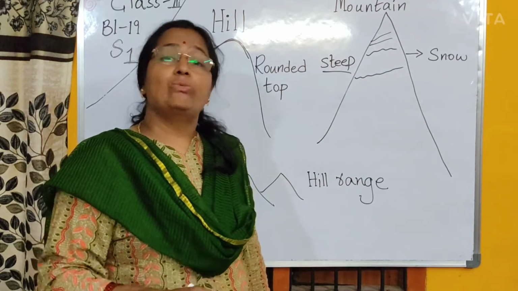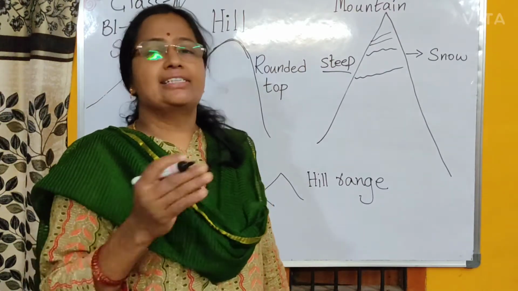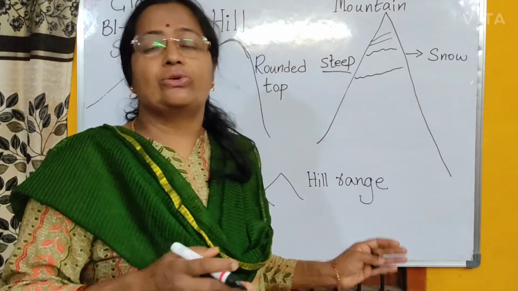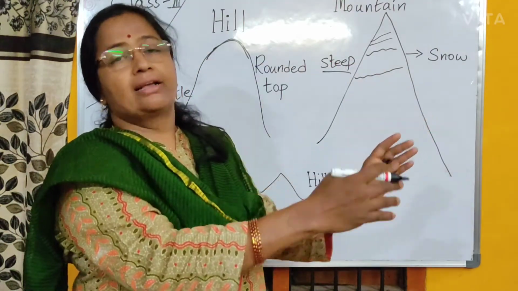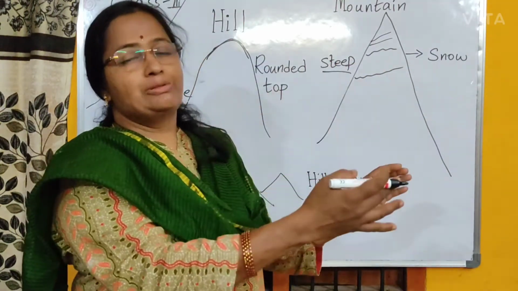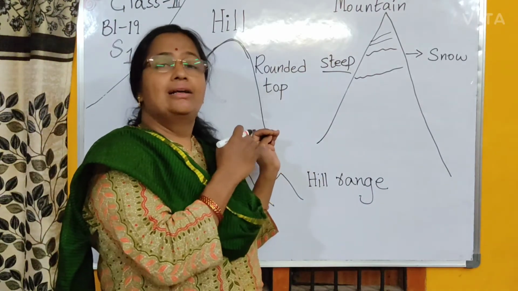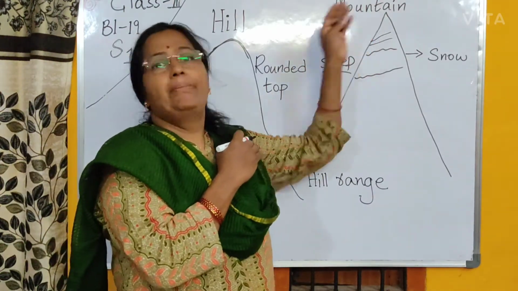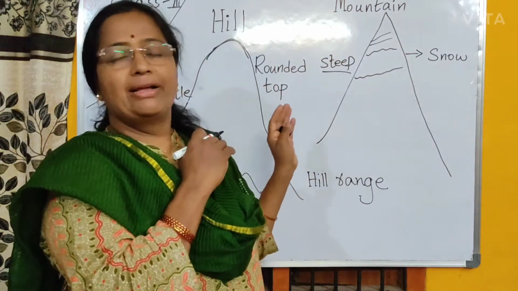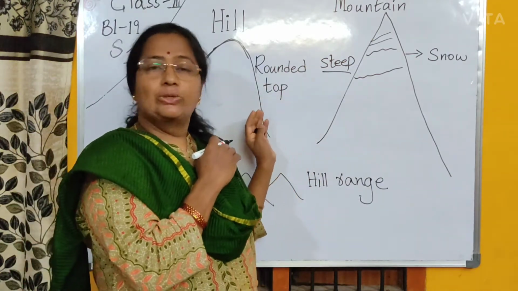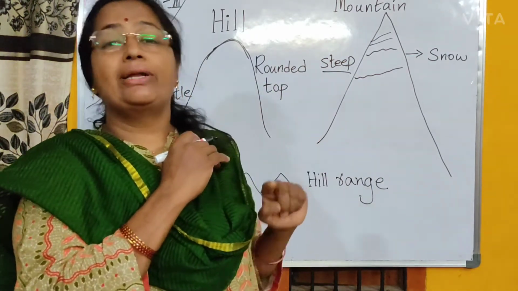Now let us discuss what is the same between hills and mountains. Differences we have understood: rounded top, sharp peak, gentle slopes, steep slopes. When compared in height, hills are a little bit smaller and mountains are taller and bigger than the hills. Right, students? These were the differences between hills and mountains.